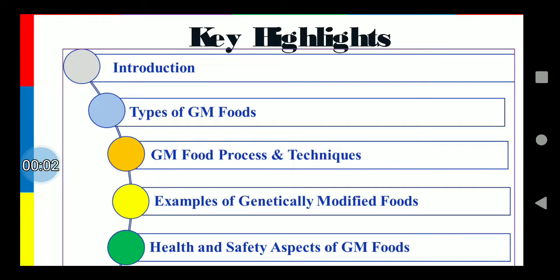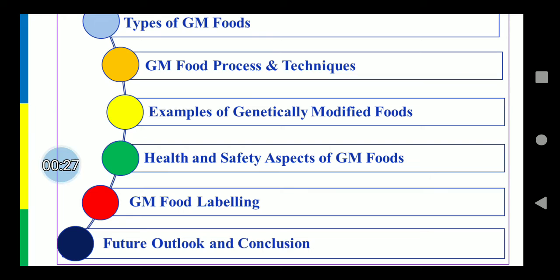Hello students, today we are going to discuss genetically modified food. These are all the key points that we are going to discuss today: the types of genetically modified foods, the GM food process and techniques, examples of genetically modified foods, health and safety aspects of GM foods, how to label genetically modified foods, and the future outlook and conclusion of genetically modified foods.